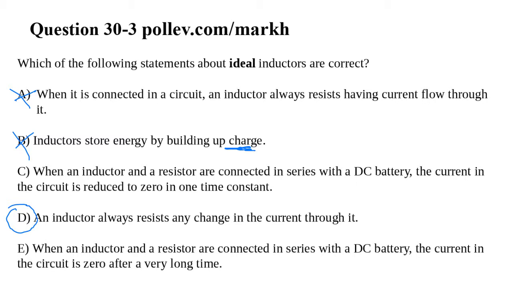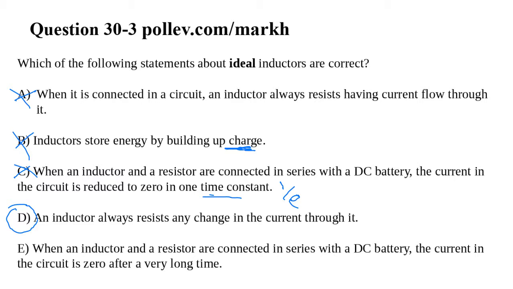When an inductor and a resistor are connected in series with a DC battery, the current in the circuit is reduced to 0 after one time constant. We'll come on later to what happens over time, but it's certainly not going to go to 0. One time constant will take you to 1 over e, if you switched off the current, that is. It's C.